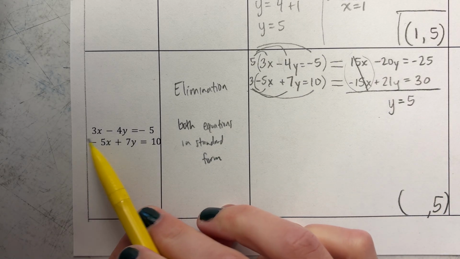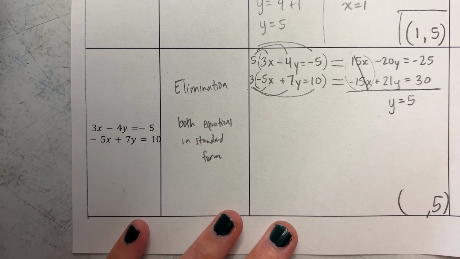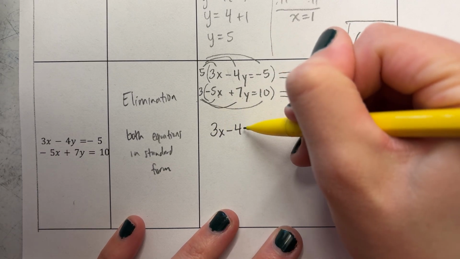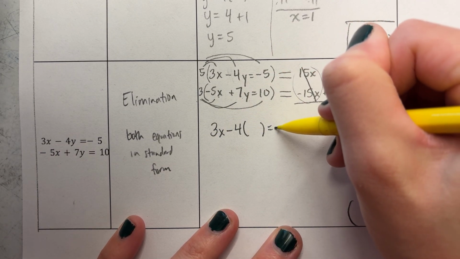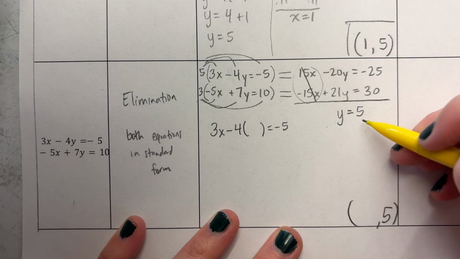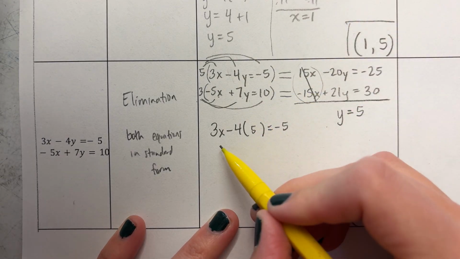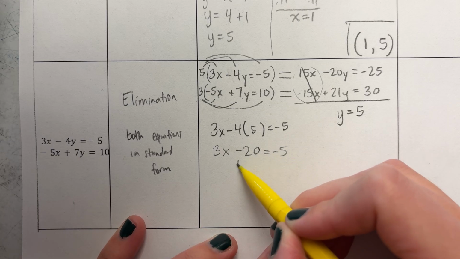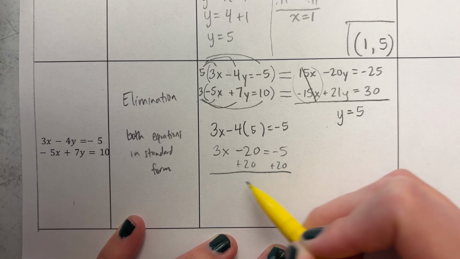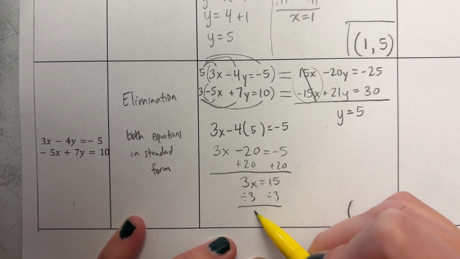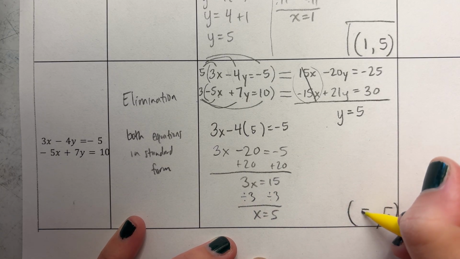Let's just use this equation, this 3x minus 4y, to find my x value. So I'm going to take 3x minus 4y equals negative 5. I could have chosen the other equation too. It doesn't matter, right? I'm going to find the x value with one equation and then check it with the other. But right now I have a y value, so I'm going to plug that in. This negative 4 times 5 is negative 20. I'm going to add 20 to both sides. I'm going to divide by 3. And I get x equals 5. Okay, so I got 5, 5.